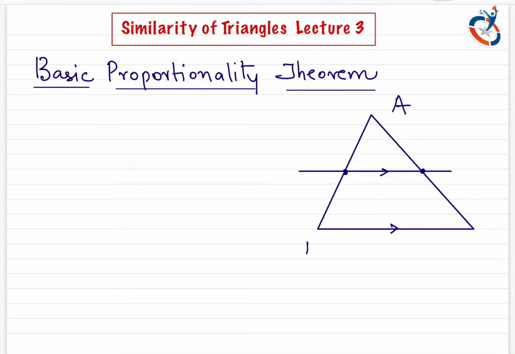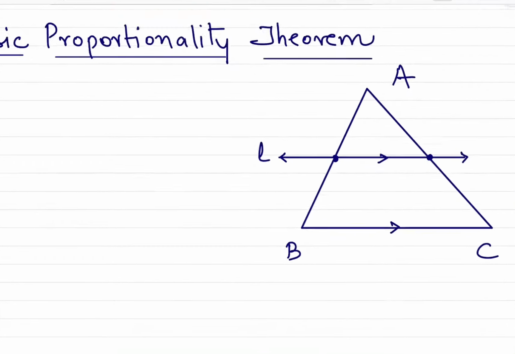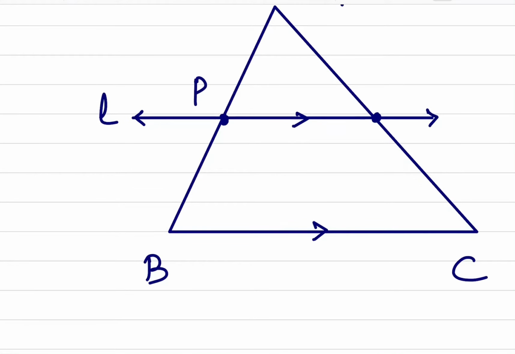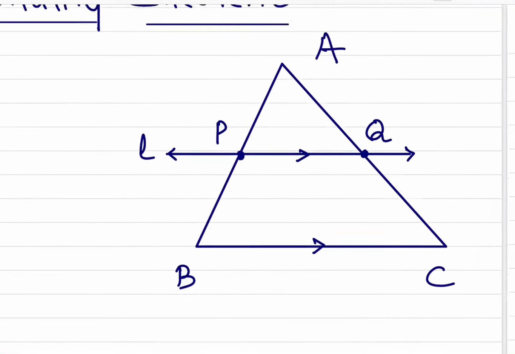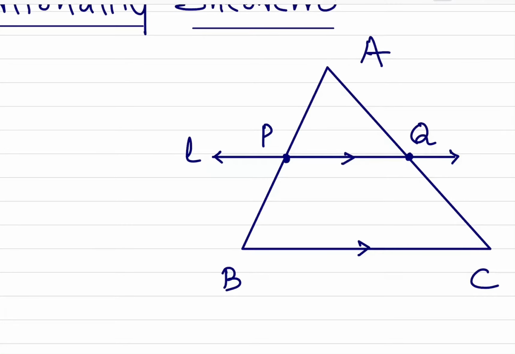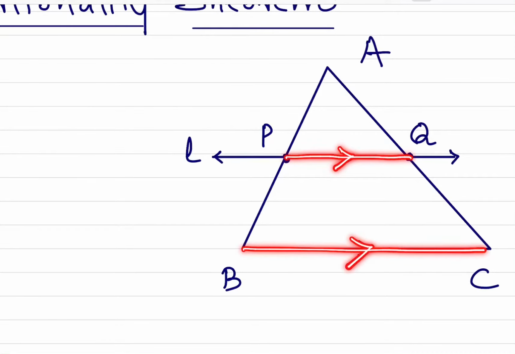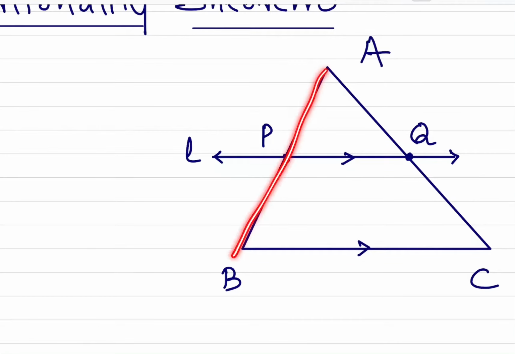So if you have triangle ABC, and this is a line L which is parallel to side BC and intersects the other two sides in points P and Q. So if the line is parallel to side BC, then the line divides the remaining two sides in equal ratio. That means you get AP upon PB will be equal to AQ upon QC.